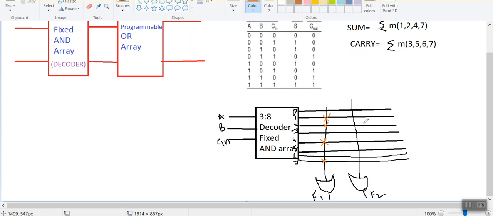For carry also I can have a representation for 3, 5, 6 and 7. So this is one way of representation.